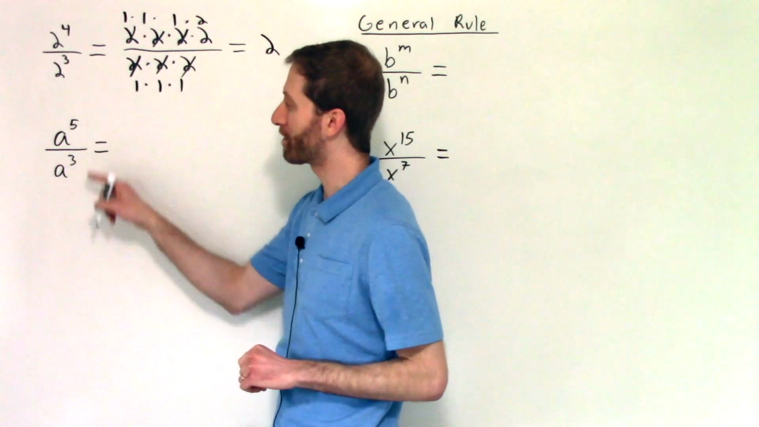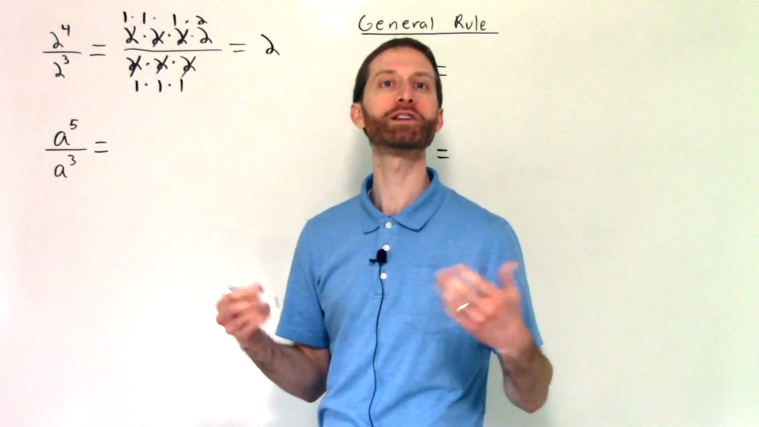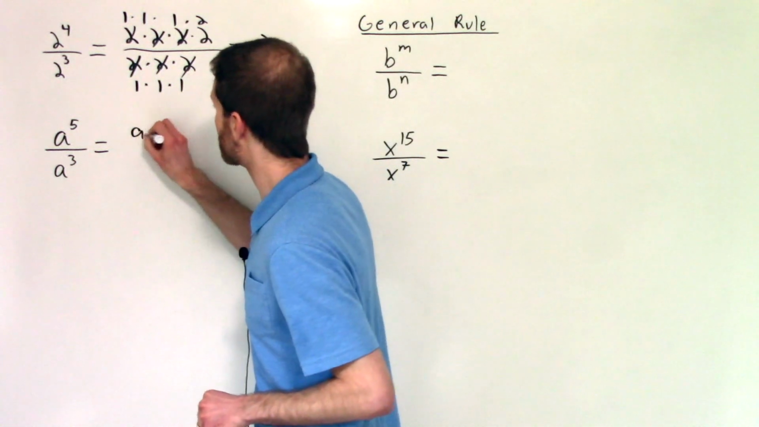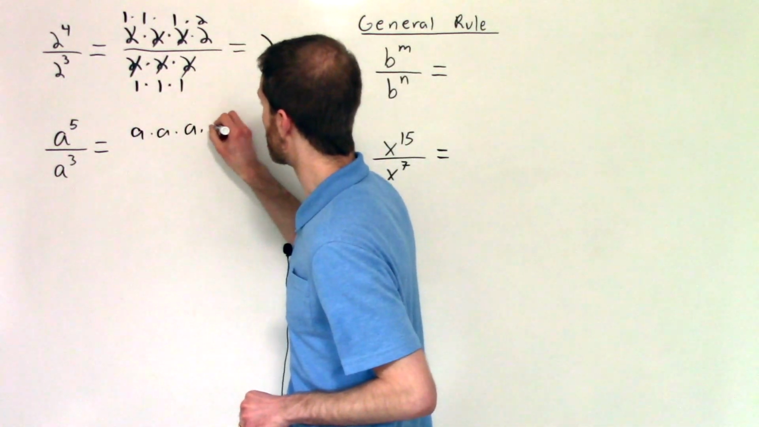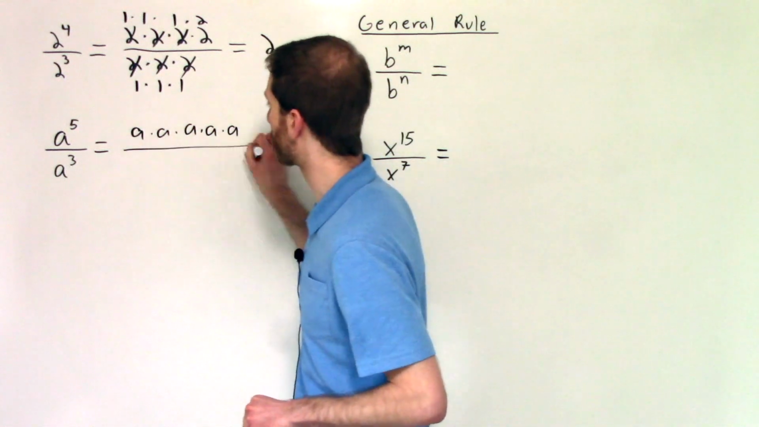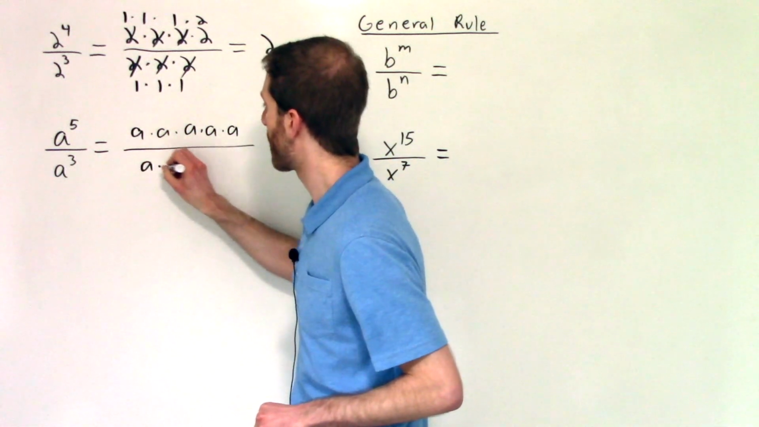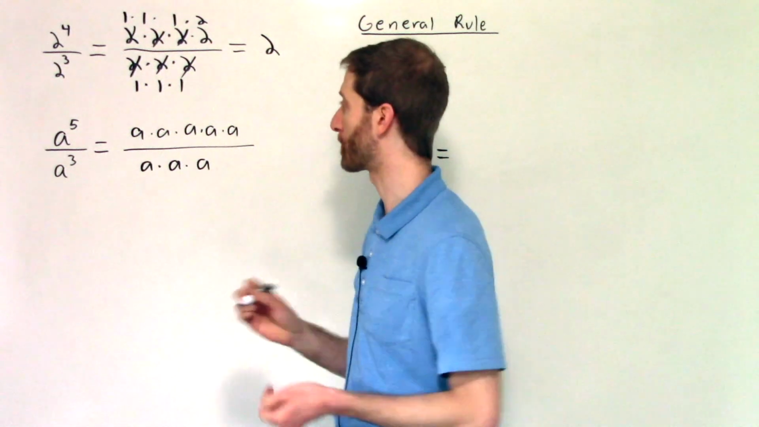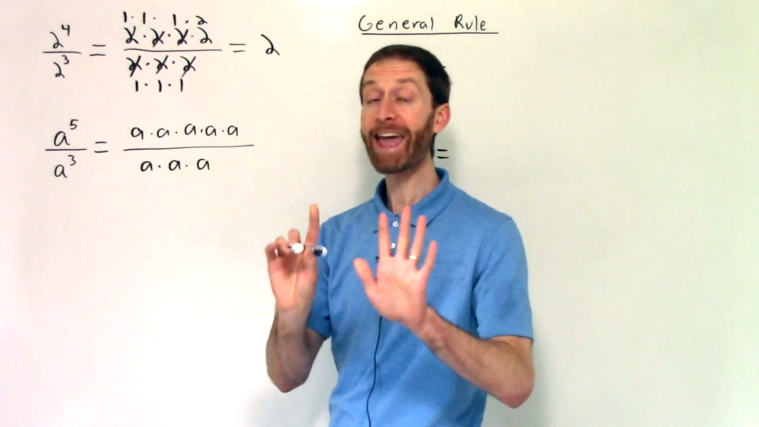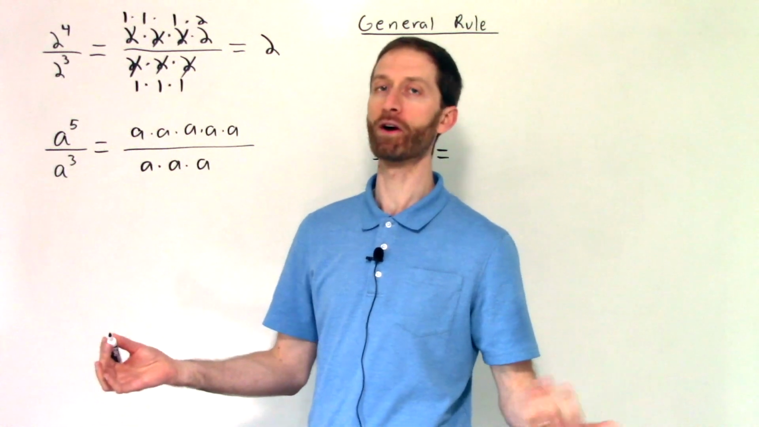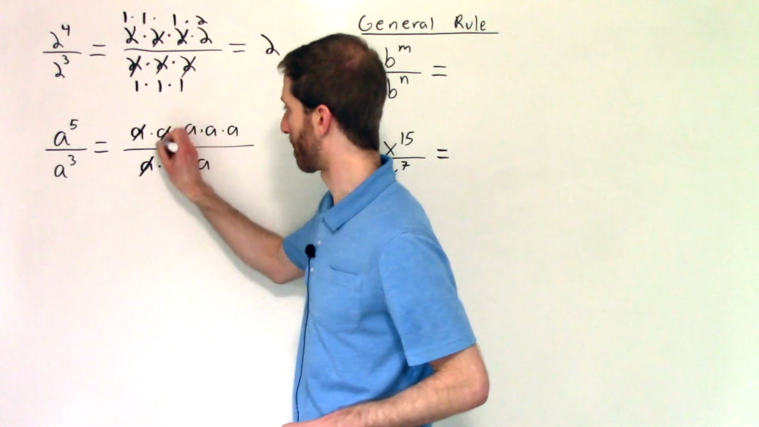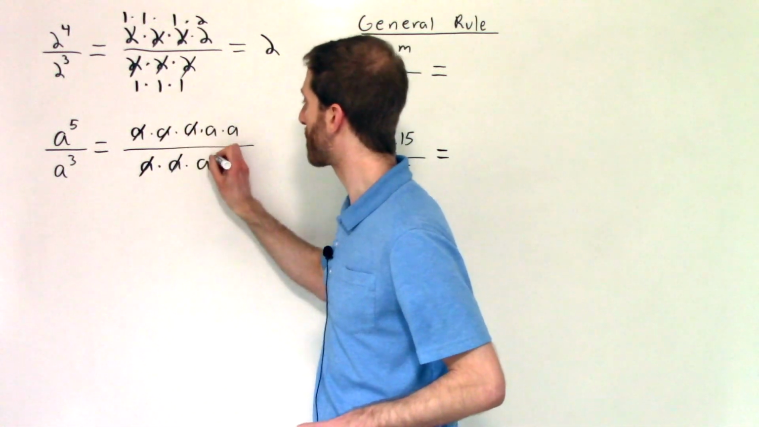Here we've got a to the 5th over a to the 3rd. So we're going to expand out a to the 5th and a to the 3rd. So we've got 5 a's up top. 1, 2, 3, 4, and 5. And we have 3 in the bottom, the denominator, as we're told by a to the 3rd power, 3 times that we're multiplying a. So again, as long as a is not 0, because we can't divide by 0, we will be dividing out. A divided by a is 1. A divided by a is 1. A divided by a is 1.